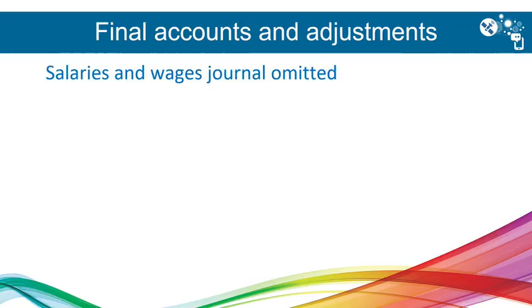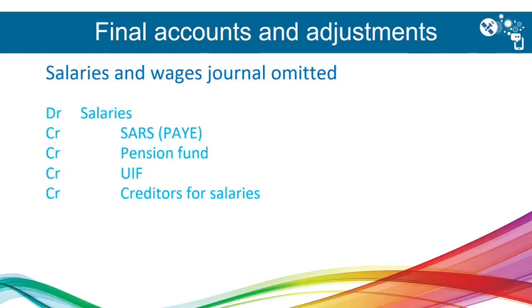Salaries and wages journal omitted. We will debit salaries and credit all the payments. These are all liabilities that will increase. This is an expense that will decrease the owner's equity. That's the big G, gross, that will be shown in the profit and loss account.